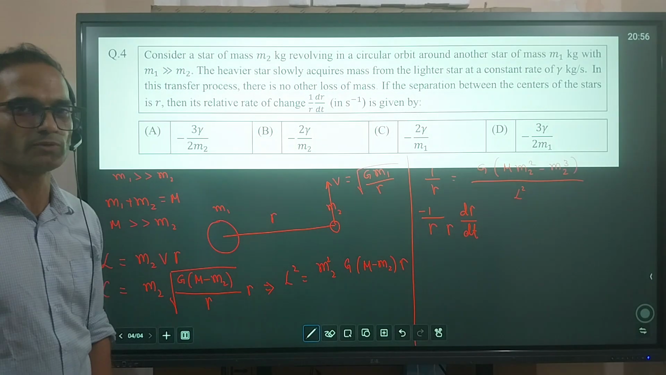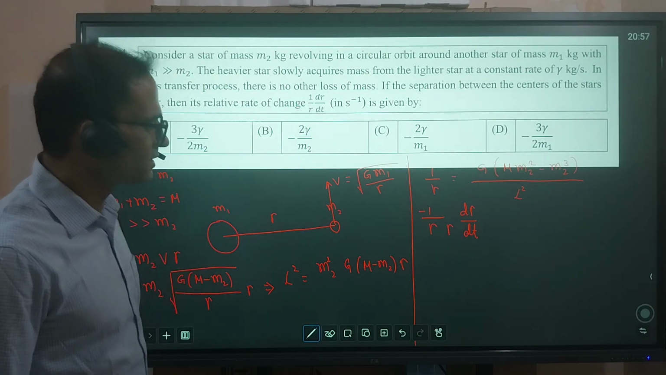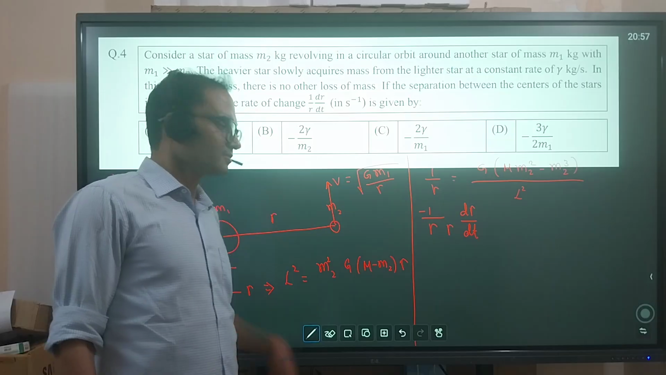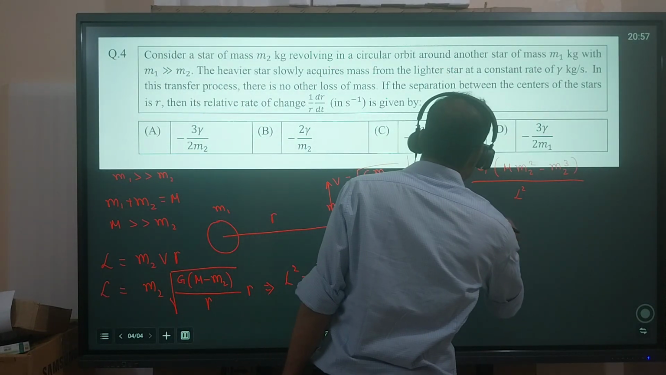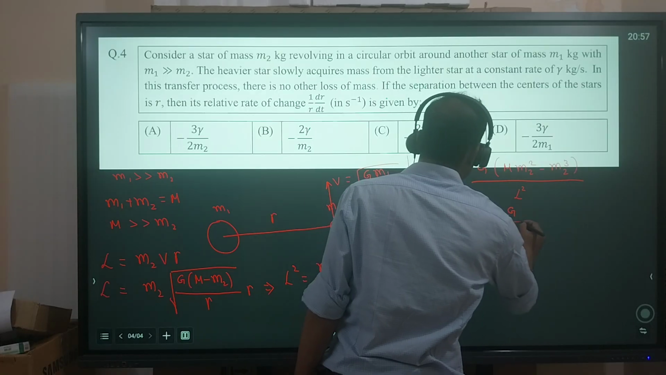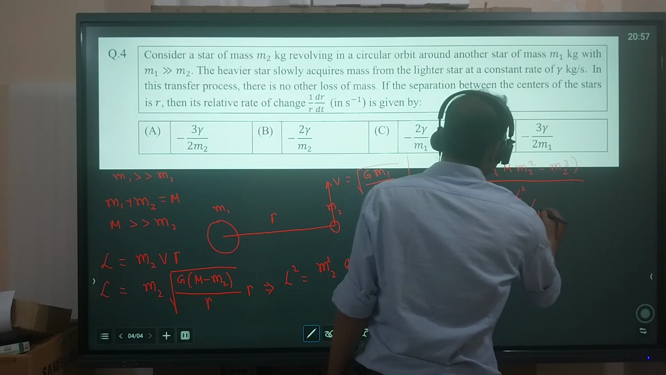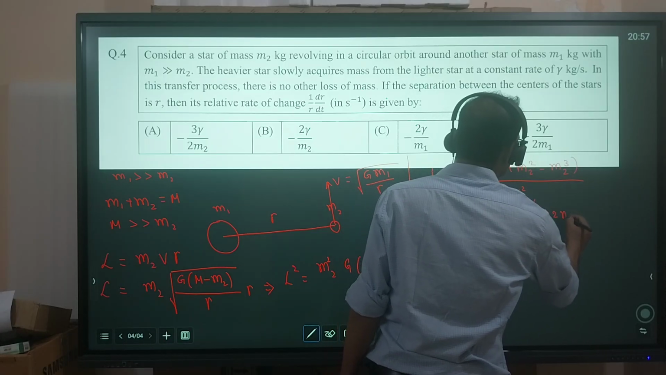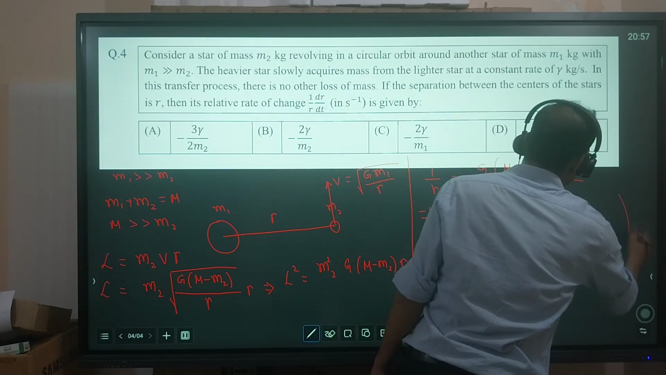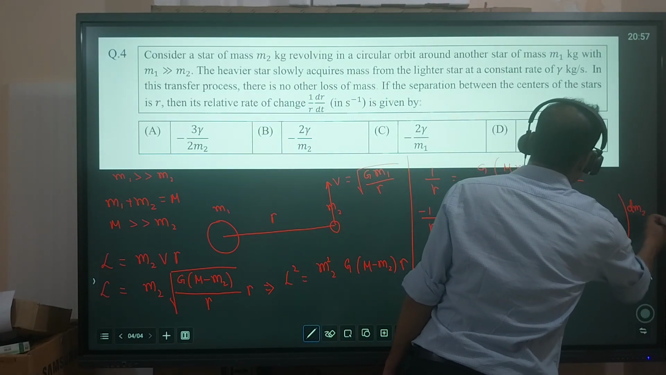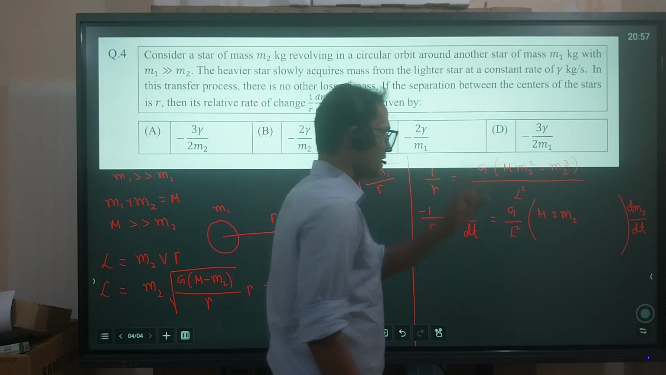Okay, we know this formula. Differentiation of 1 by r is what? Minus 1 by r square. I'm doing the differentiation with respect to time, and let us differentiate here. G is a constant, L square is a constant, M is a constant, and for M2 I have to write dM2 by dt also. So, I will write it outside.